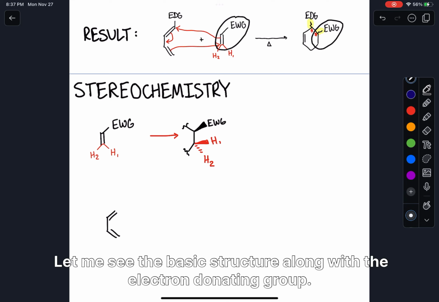We're here, just the basic structure, along with the electron donating group.